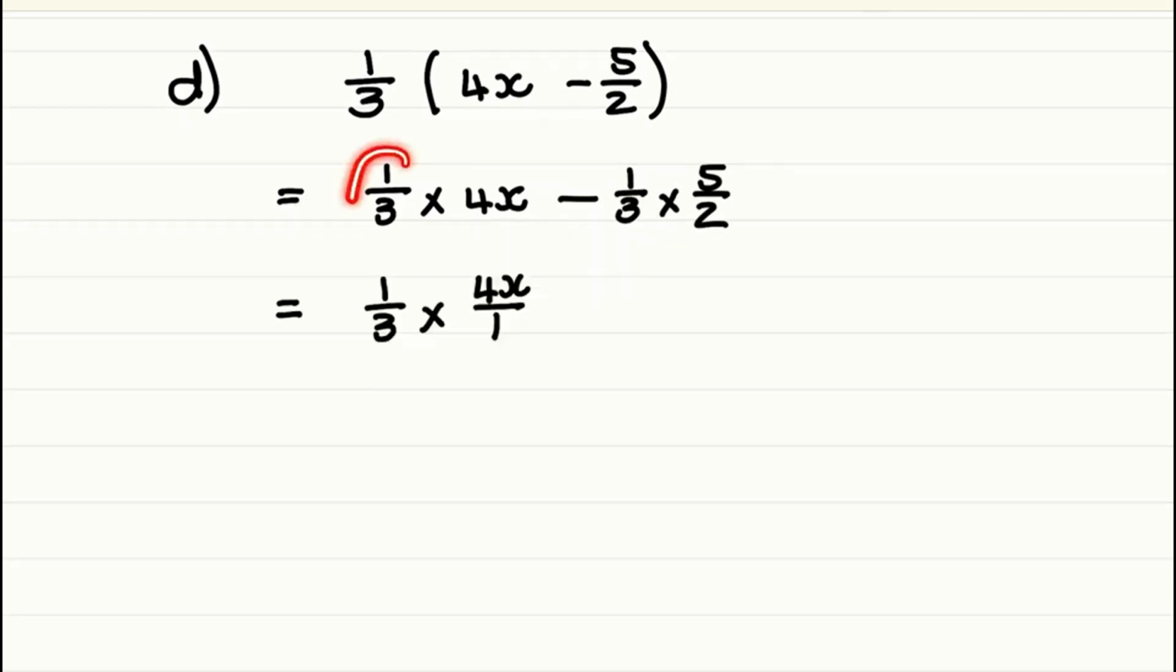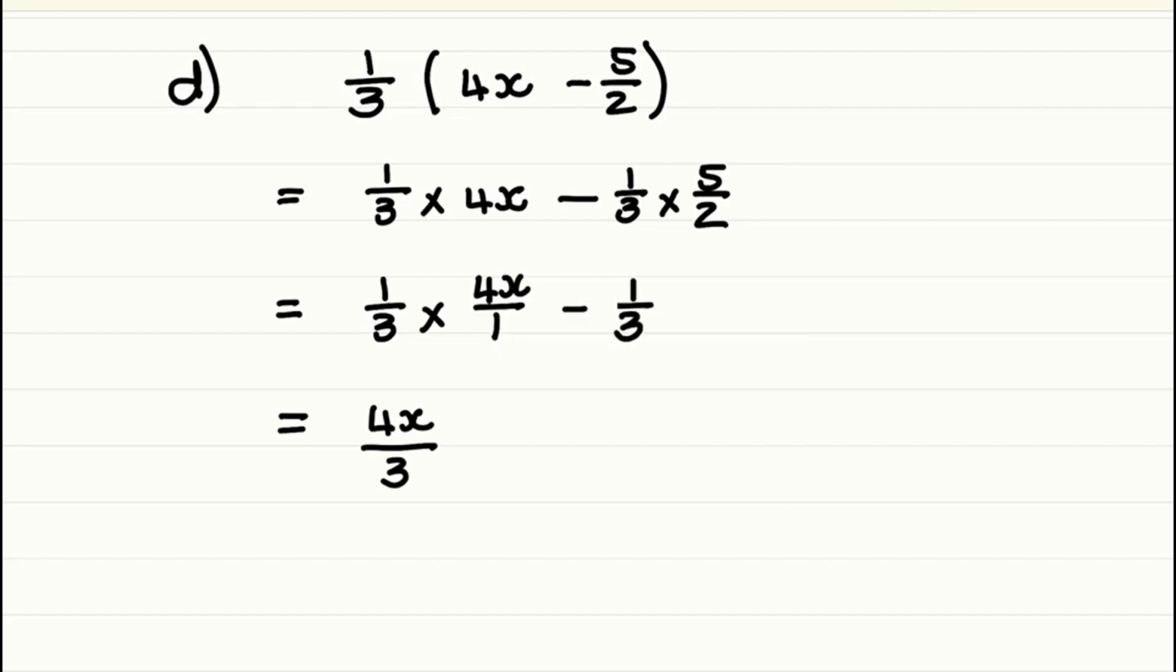If we have a third times 4x, we can rewrite 4x as 4x over 1. Then to multiply that out, we multiply 1 with 4x and 3 with 1. So we multiply the numerators, the values at the top, with each other, and the denominators, or the values at the bottom of the fraction, with each other. Then we will have 4x over 3.